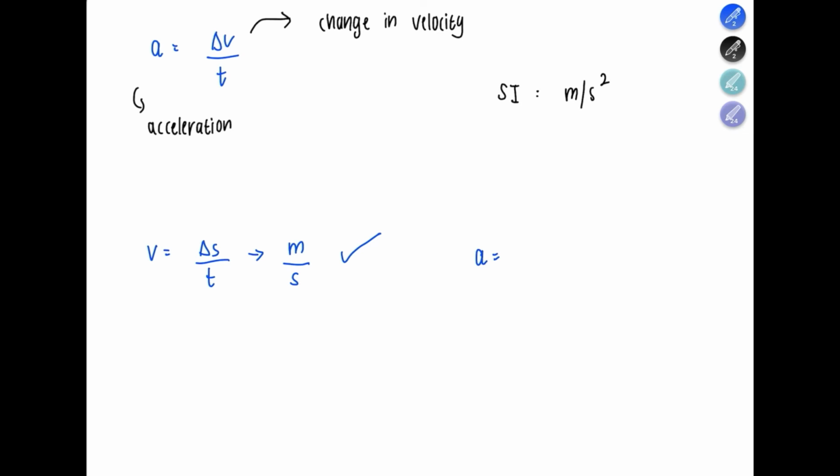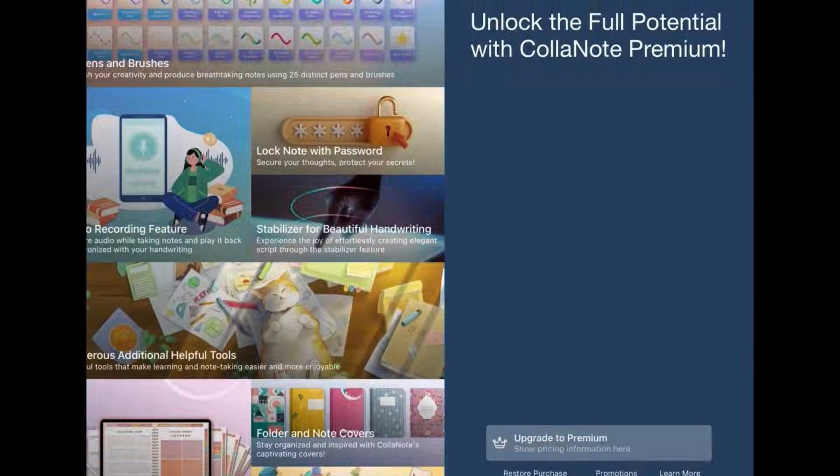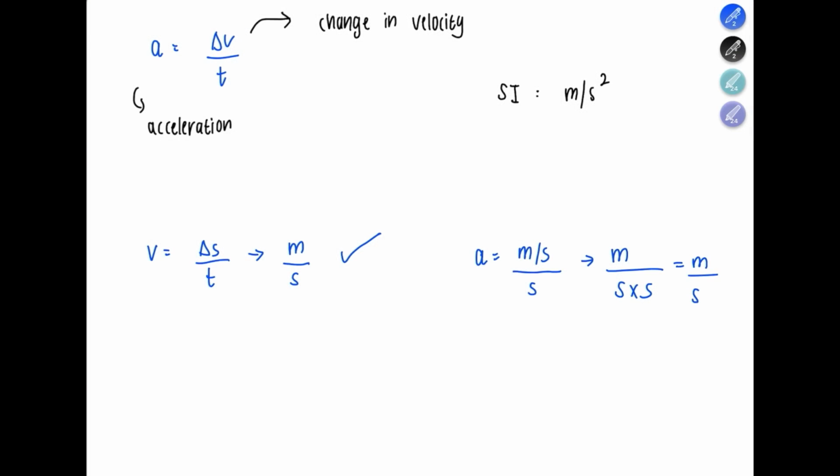So acceleration is velocity over time. What is the unit for velocity? It's meter per second, divided by time, divided by second. So we can also write this as meter per second times second, and this is going to give you meter per second square. And you can see these are the same.